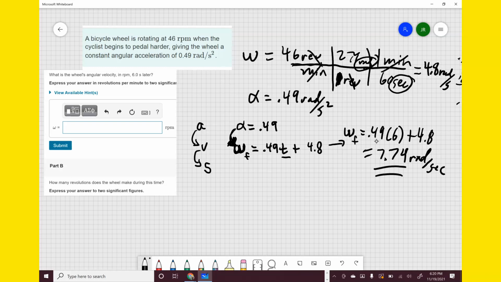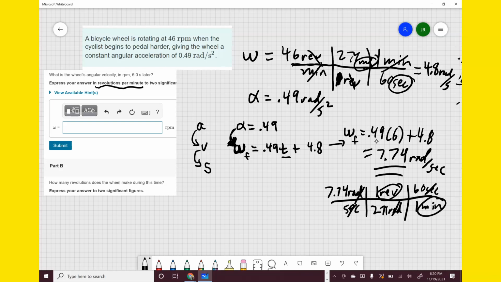Part B says how many revolutions. Let me see, make sure I've answered this correctly. Express your answer in revolutions per minute. What I've got is radians per second. So I haven't quite answered the question the way they want me to. If it wants RPMs, I'm going to do 7.74 radians per second, change it to RPMs. That's going to be 2 pi radians for 1 revolution and 60 seconds for 1 minute. And that gives me revolutions per minute. So I know you know how to continue to do that. Use 7.74 times 60 divided by 2 divided by pi. That will give you the answer in revolutions per minute. So I'm just going to skip that part. Nothing new there. It's just doing a unit conversion.